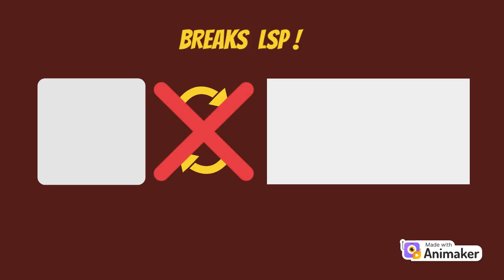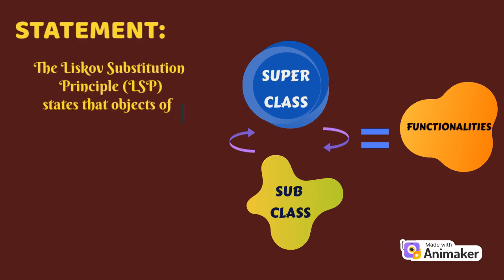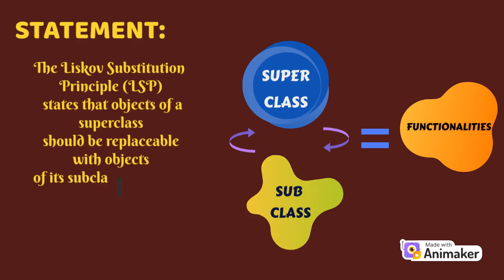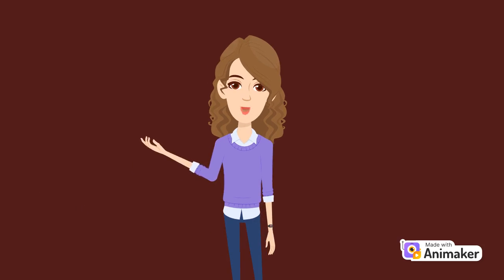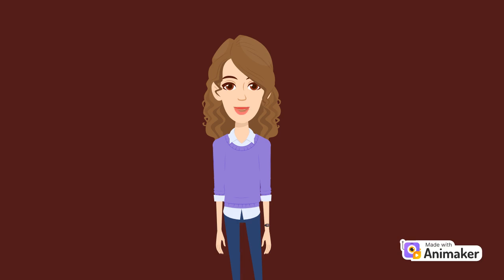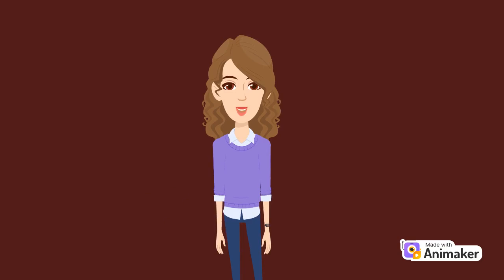Read the definition of LSP again. Simply put, the Liskov substitution principle states that objects of a superclass should be replaceable with the objects of its subclasses without breaking the application. This was just an example. There are numerous other problems if you plan on creating an algebra application inheriting a square from a rectangle.